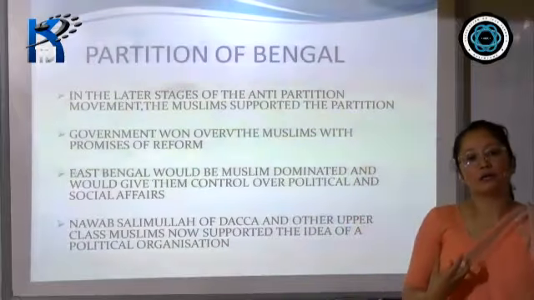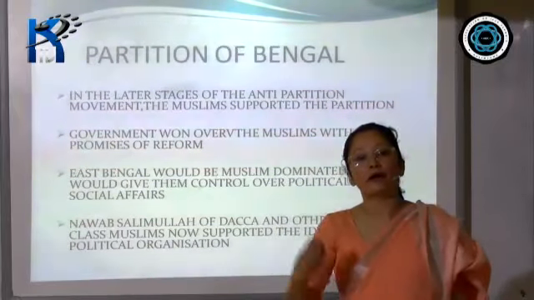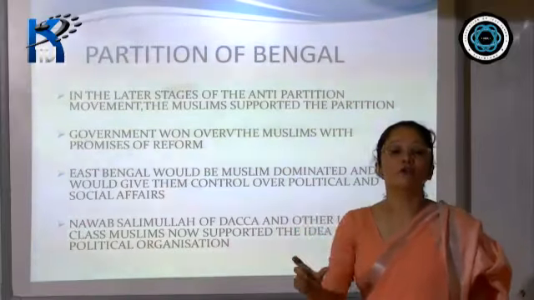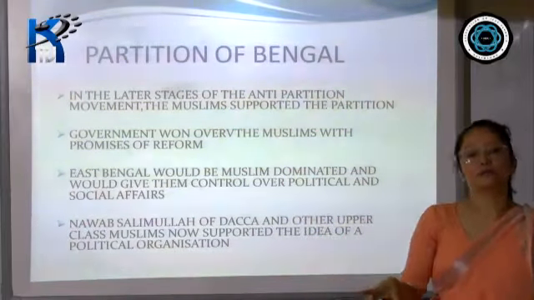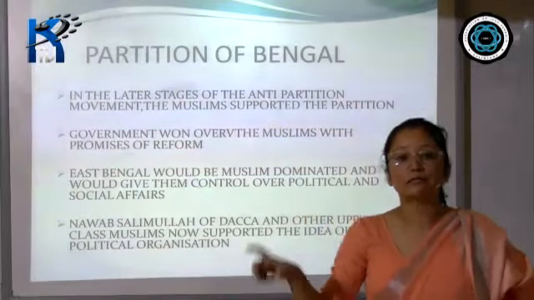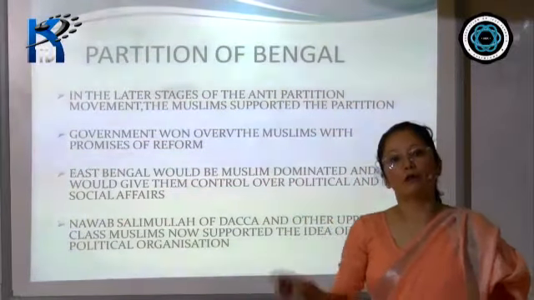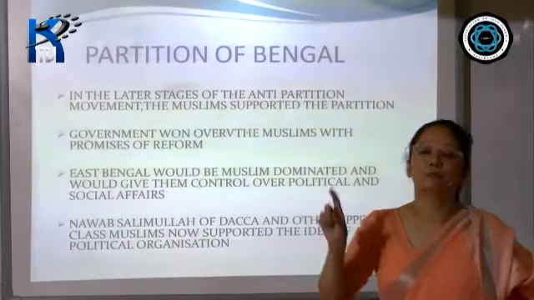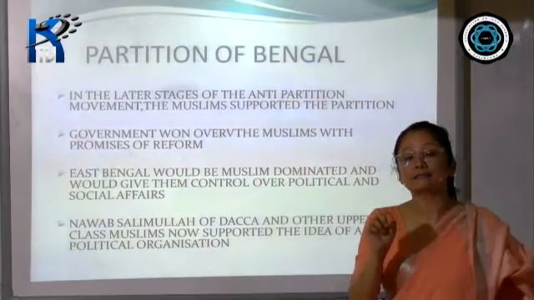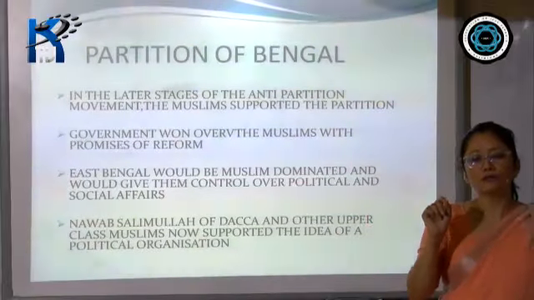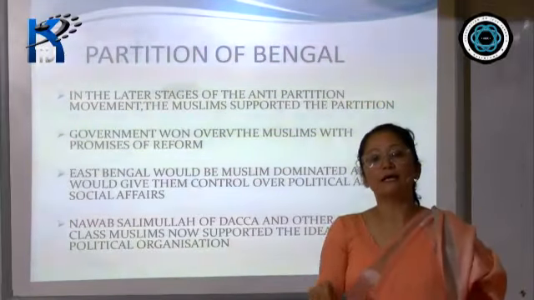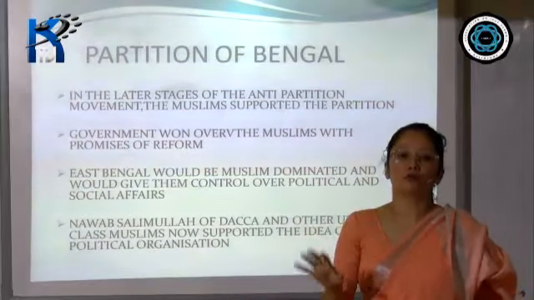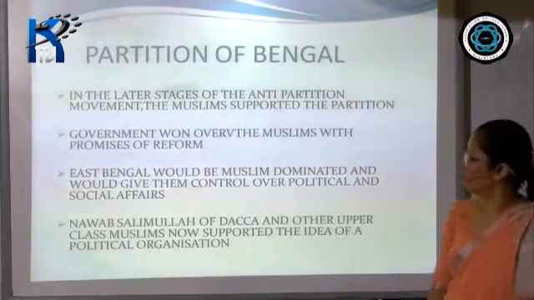Think about it. If we partition and tomorrow you have East Bengal, East Bengal will be exclusively for the Muslims. Muslims will get jobs. Muslim universities and schools and colleges will open up. Muslims will have control over the business and economy of East Bengal. So when this kind of poisoning was done to the minds of the Muslims, they understood, and then they stopped supporting the anti-partition movement.